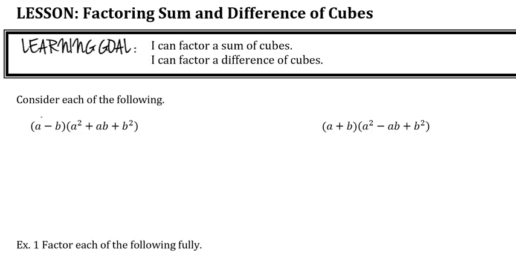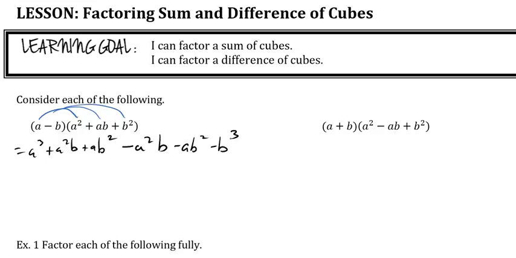So a times a squared, a cubed, and then a times ab is plus a squared b. A times b squared is plus ab squared. And then multiplying the b's, so negative b times a squared is negative a squared b. Negative b times ab is negative ab squared, and negative b times b squared is negative b cubed. Everybody okay with that?